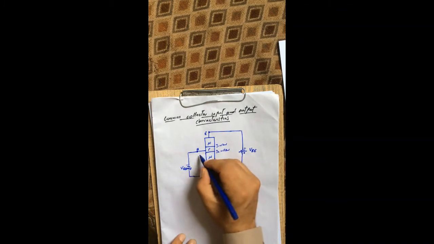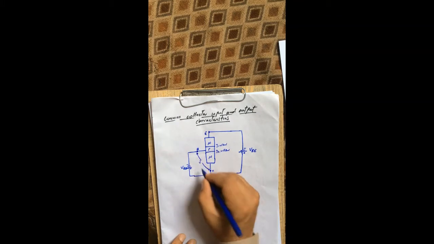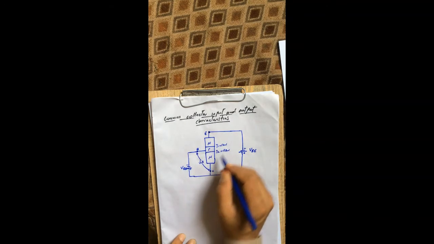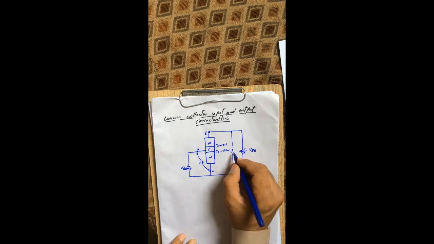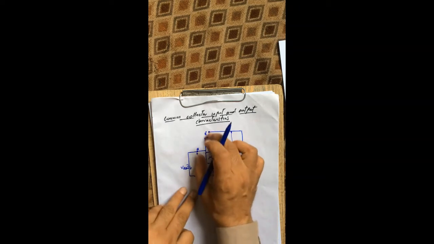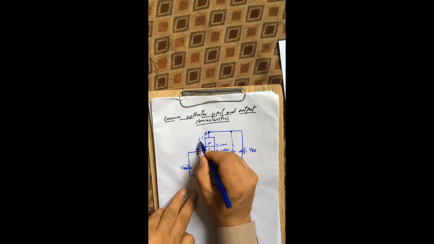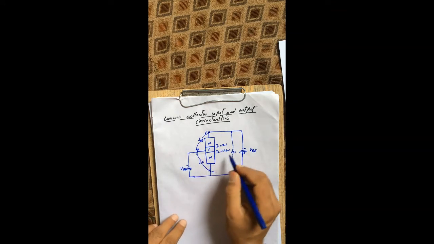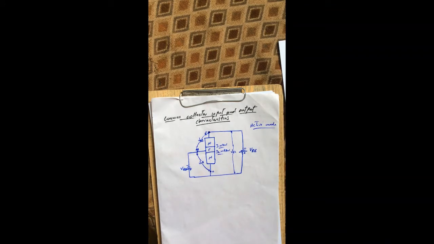So here we have a potential difference between collector and base. The voltage between collector and base is represented by VCB, and the voltage between emitter and collector is represented by VEC. Similarly, the voltage across base and emitter will be VBE. Now this is the common collector configuration, and this is the transistor working in active mode, because in active mode junction J1 is forward biased and junction J2 is reverse biased.